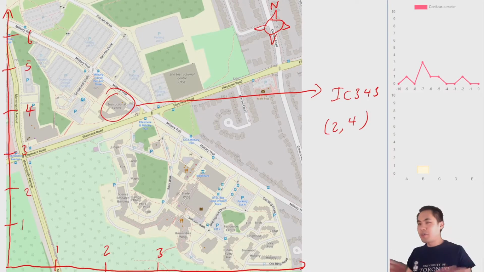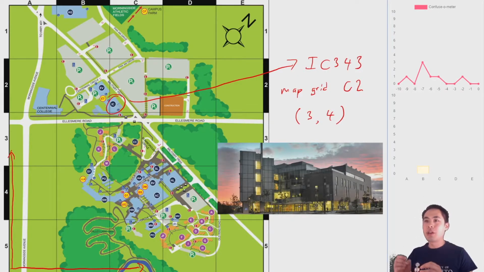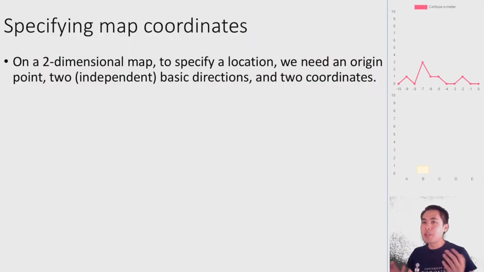Now, of course, this is all really unsurprising, but the point is that we can specify a particular location given any particular grid system, right? It doesn't have to be north pointing north. It could also be this weird one, where north is to the upper right. But either way, you can still specify a grid, and so long as you have 2 coordinates, you can specify a location. So these are what we need whenever we're specifying map coordinates. On a 2-dimensional map, to specify a location, we need an origin point, and we need 2 independent basic directions, for example, east and north, and then we need 2 coordinates specifying where we are.